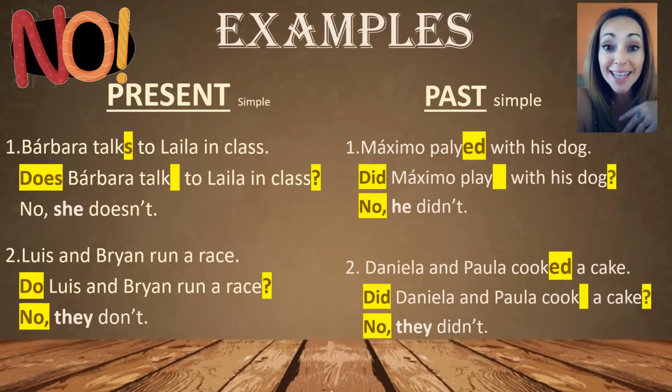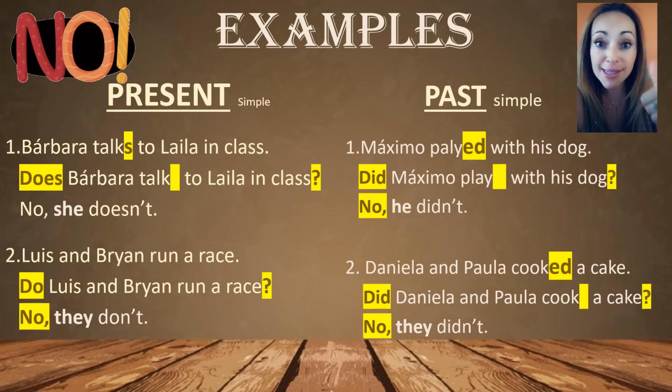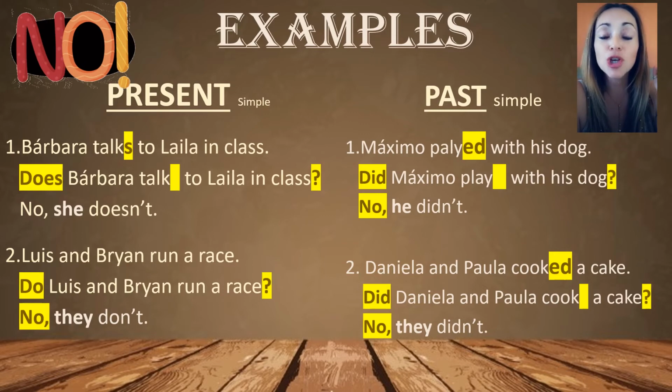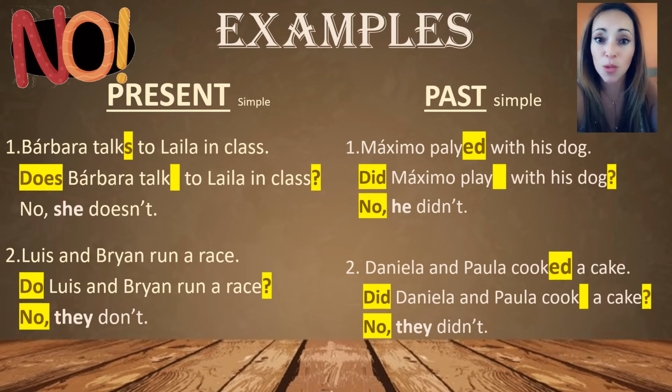Okay, let's set some examples to understand it better in present and in past. In present simple, first example, Barbara talks to Laila in class. So Barbara is a she, and with she we're gonna use does. Does Barbara talk to Laila in class? And we're gonna take off the s because we already have it in does. So we're not gonna use it anymore. And the short negative answer, it's gonna be no, she doesn't.